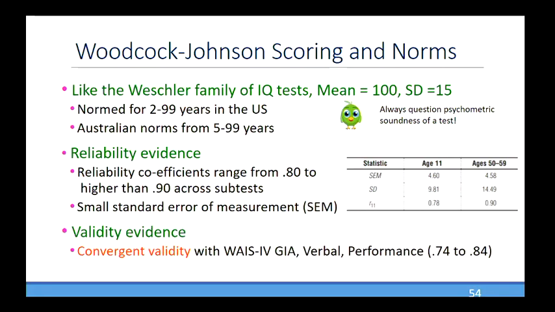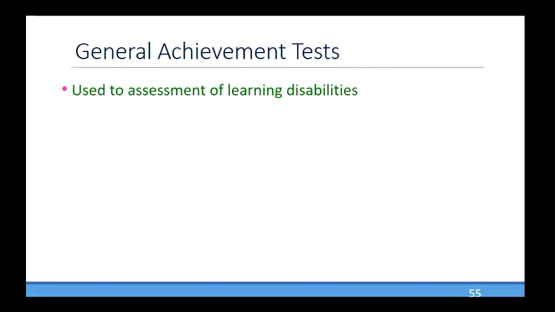But let's have a look at the validity evidence. It has convergent validity, which means it correlates strongly at the 0.8, 0.9 level with the WAIS General Intelligence Score, with the verbal WAIS and the performance WAIS. So ranging from 0.74 to 0.84. So that's not doing too bad. And it has a similar strength for the WIPC and the WISC and the SB5.